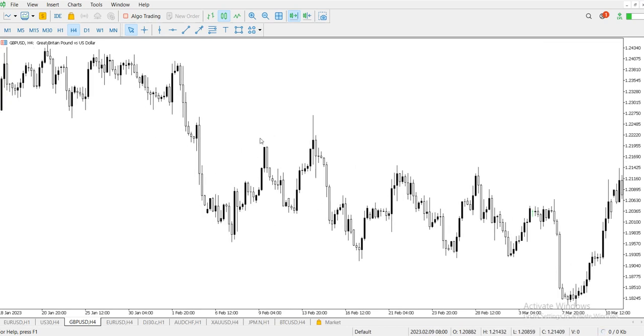Now you can also see this. There was an obvious break of structure here. Price broke structure and it kept going higher and higher. Broke structure again here. Just want to give you price narrative. This is an obvious bearish trend.